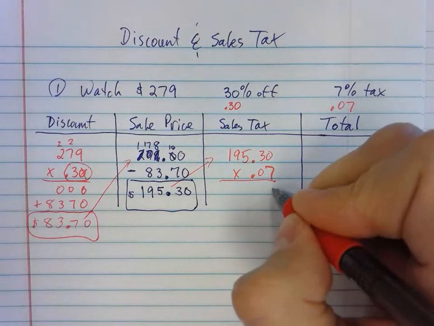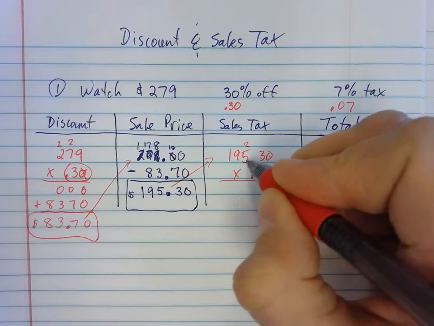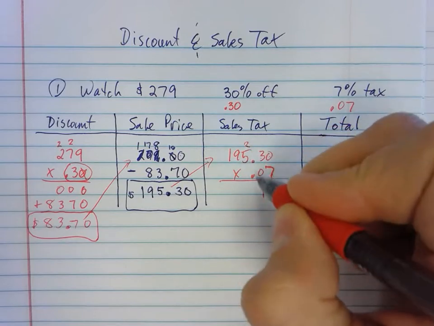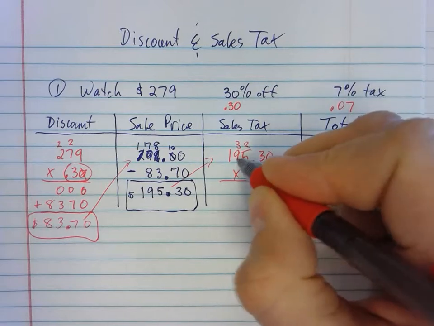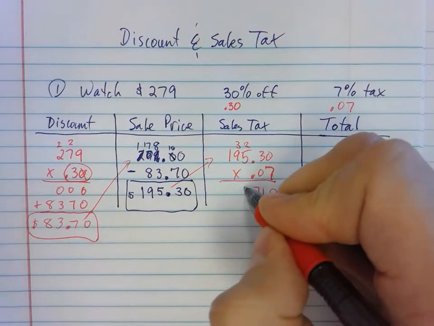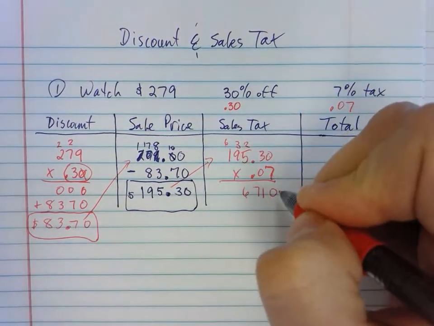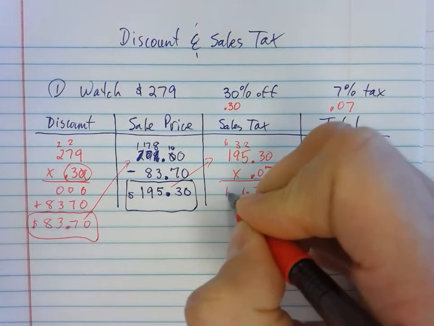7 times 0, 0. 7 times 3, 21. Carry the 2. 7 times 5 is 35. Plus 2 is 37. Put down the 7, carry the 3. 7 times 9. Oh Lord, there it is. What's 7 times 9? 7 times 9 is 63. Plus 3 is 66. Right, carry that one. 7 times 1, of course, is 7. 7 plus 6 is 13.